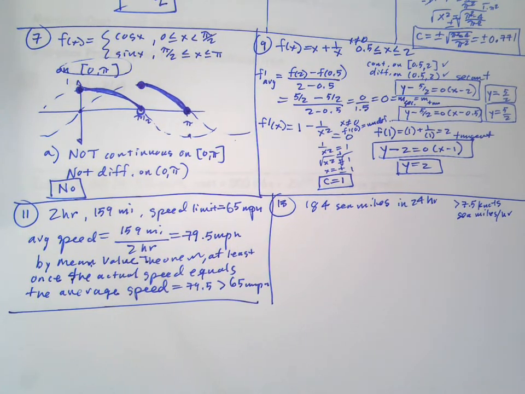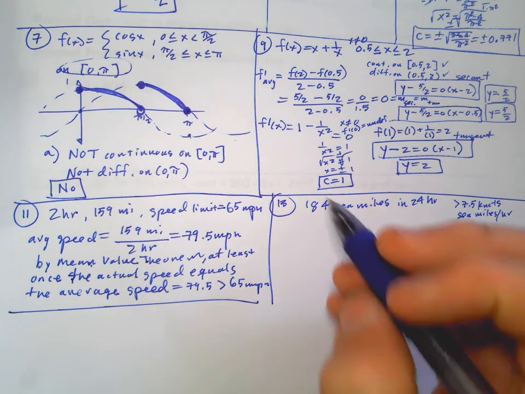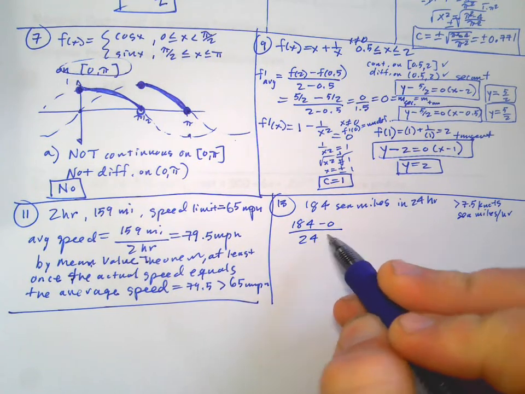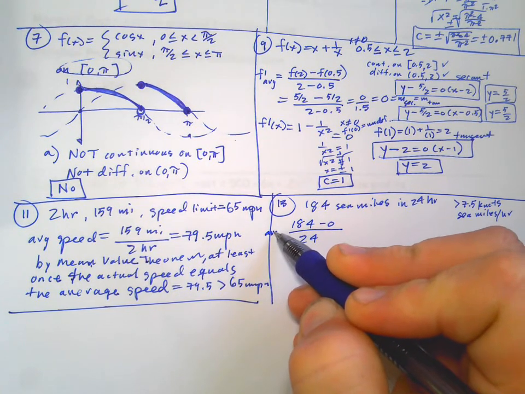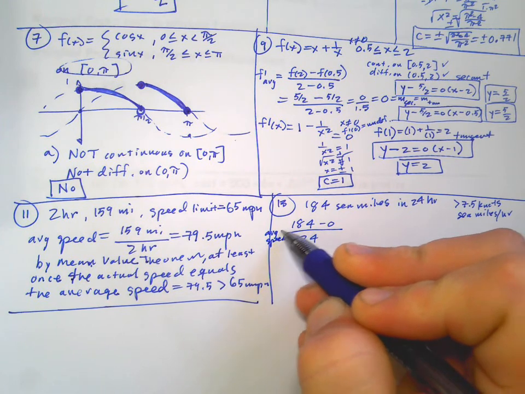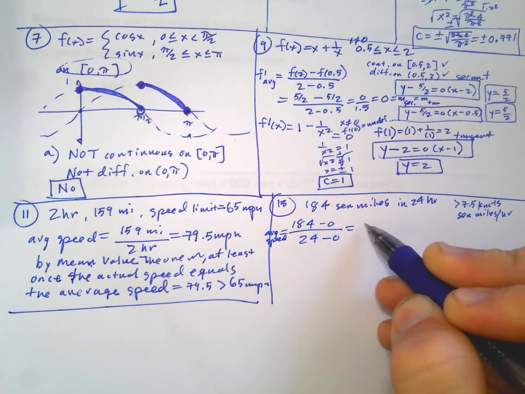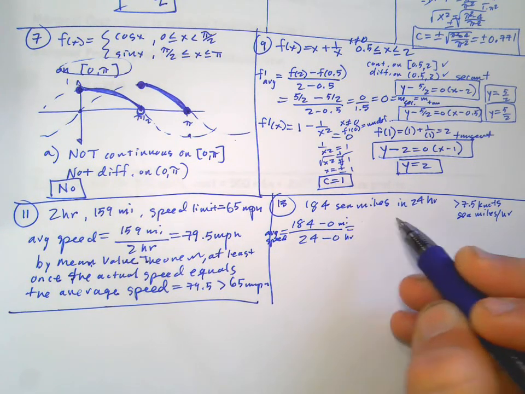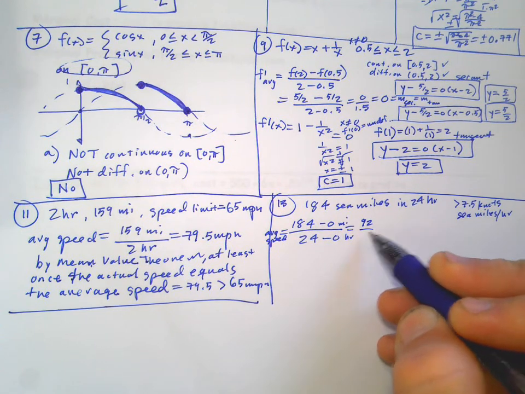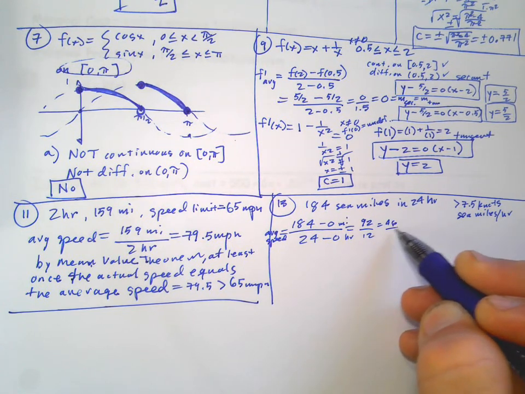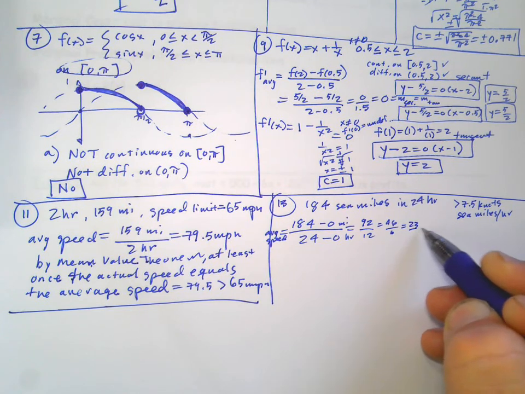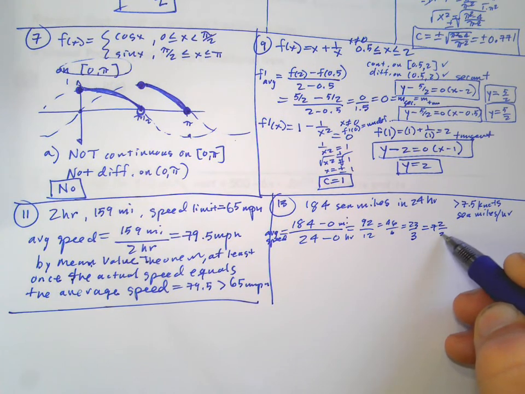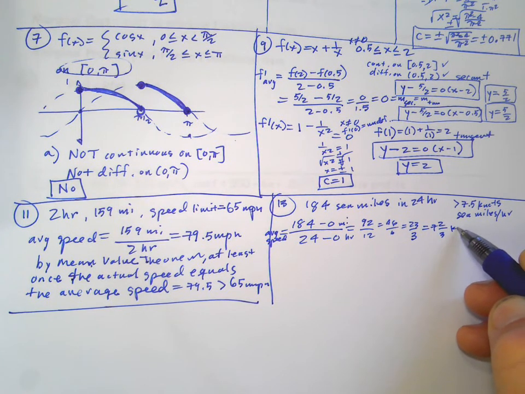Okay, well, I guess we should figure out how many sea miles per hour were covered. So this is your average speed, derivative, rise over run. So let's see, that's going to be 92 over 12. It's going to be 46 over 6. That's going to be 23 over 3, which is 7 2/3 sea miles per hour, which is what knots are.